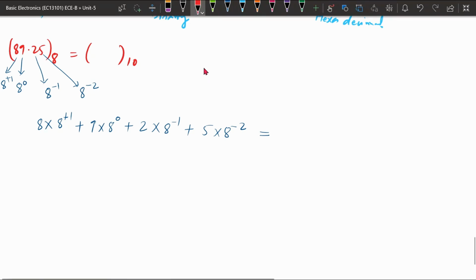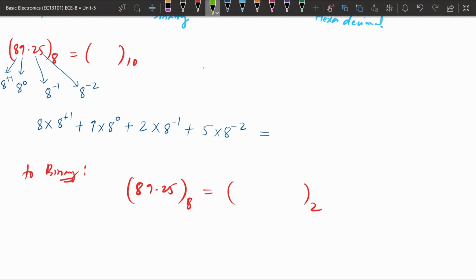Next we need to convert to binary. If we want to convert a given octal number to binary, suppose the given number is 89.25, we need to convert it into binary. So what we can do is represent each digit of octal by its 3-bit binary number. So 8 can be represented in terms of, sorry, one mistake I have made.